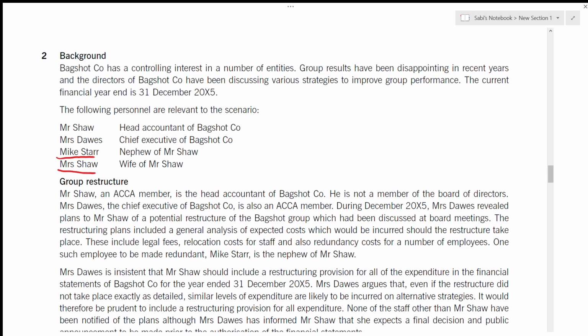So when you have a family person on a board in a company, these two questions will arise no matter what: related party transaction and ethics. Now let's go to the group restructure.